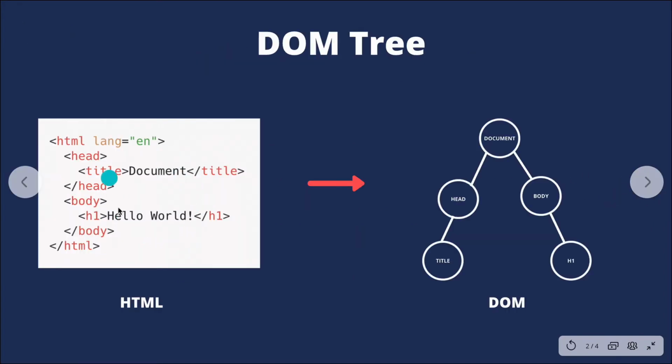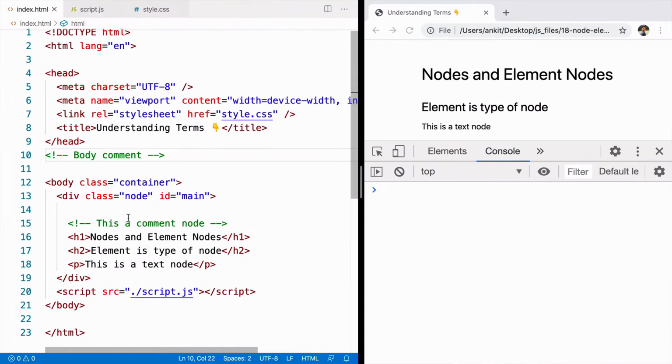When we write HTML, the browser converts that into a structure known as the DOM tree. And the DOM tree consists of multiple nodes. Like here, document, head, title, h1 and body, all these things are nodes. So to understand node and element, let's look at an example.